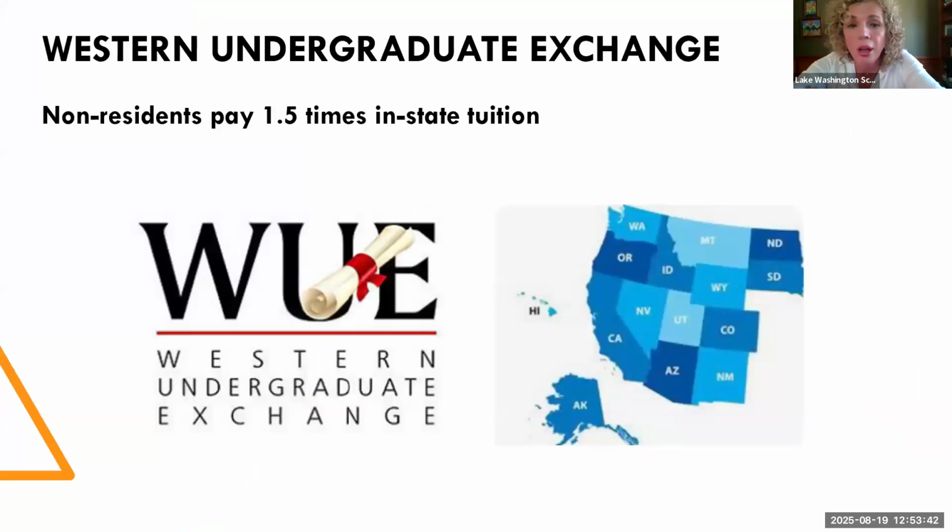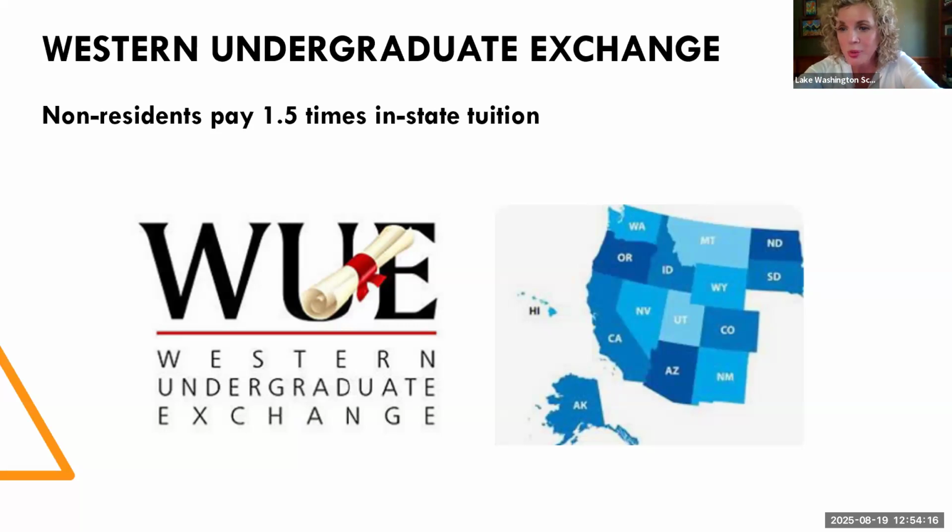But okay, so there is a category of schools, I mentioned them at the very beginning, called WUE schools. WUE stands for the Western Undergraduate Exchange. There are 14 states that participate. You can see the map there. And I mentioned earlier that out-of-state non-resident tuition is typically 3 times in-state tuition. If a student qualifies for WUE, it's 1.5 times in-state. So it is a huge, huge cost savings.